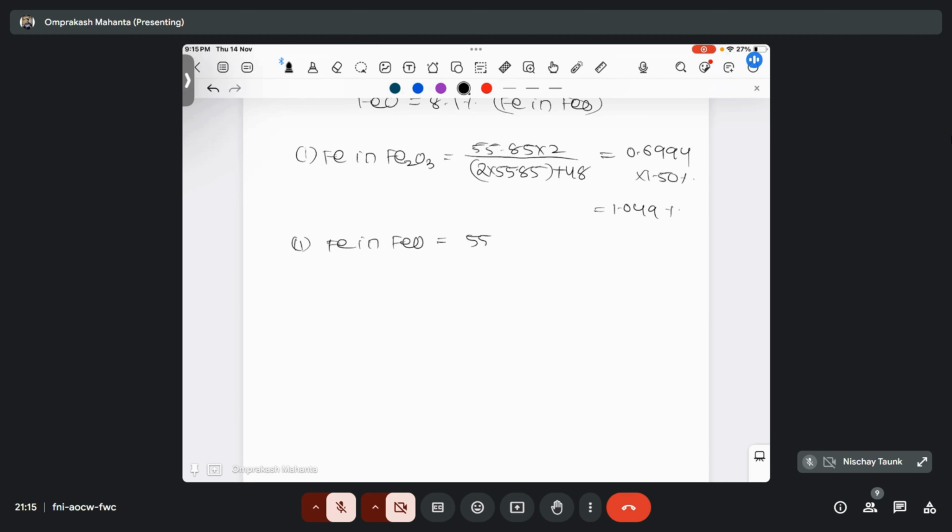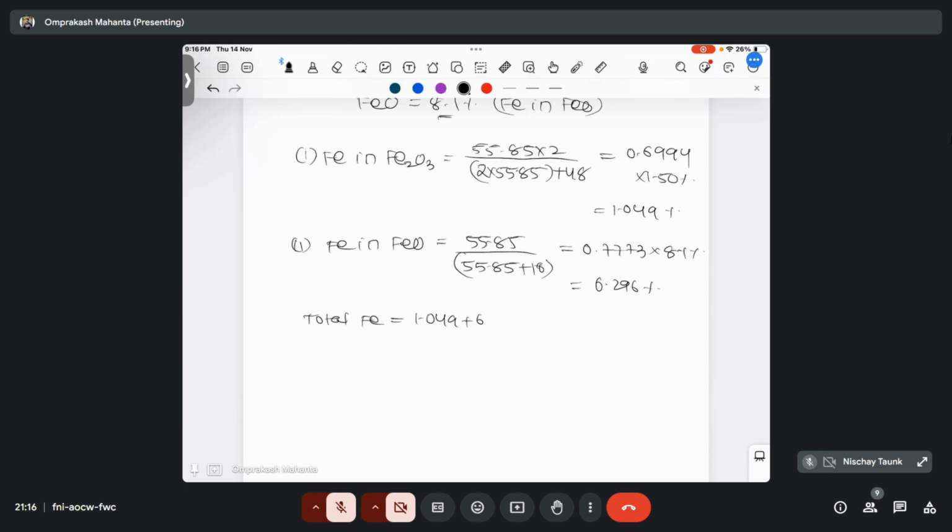So 55.85 divided by 55.85 plus 16 equals 0.7773, into 8.1, which is given. That is your 6.296. What will be the total Fe here? 1.049 plus 6.296. So Fe will be around 7.345%.